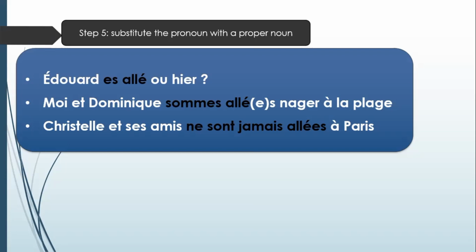And you, because you did not have an idea of what nager is, you intentionally left it behind. But it's okay. Nager is not angry for ignoring it. So nager means to swim. So moi et Dominique sommes allés nager à la plage means that I and Dominique went to swim at the beach. Yeah, or went swimming. Either of those two are correct.